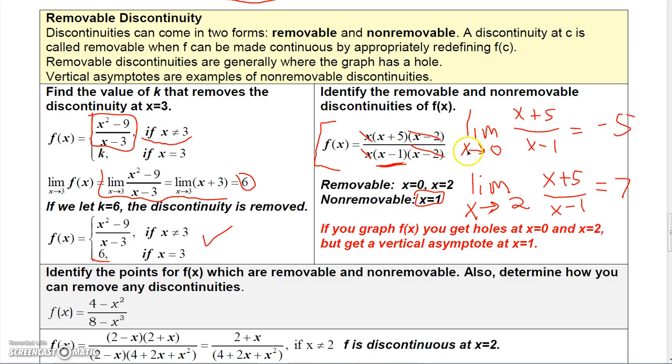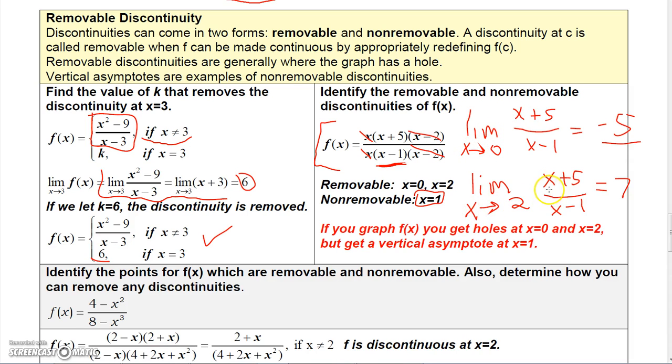So the limit as x approaches 0, if I plug 0 in, I get 5 over negative 1. So that's negative 5. So what that tells me is if I were to redefine this function to equal negative 5 when x is 0, it would actually make the function continuous at x equals 0. Now what about at x equals 2? Well, I can do the same thing.